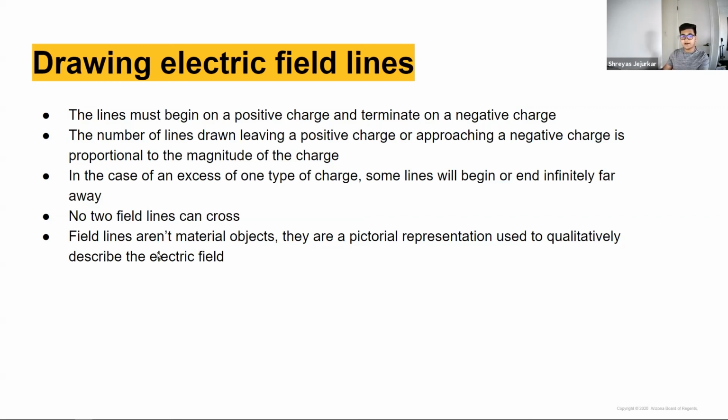And keep in mind, field lines aren't material objects. They're pictorial representations used to qualitatively describe the electric field. So electric field lines are basically the same way you draw gravitational lines. They're there, but they're not material objects. It's not something that is physically present. It's just a pictorial representation to help you get a better understanding of what's actually going on.